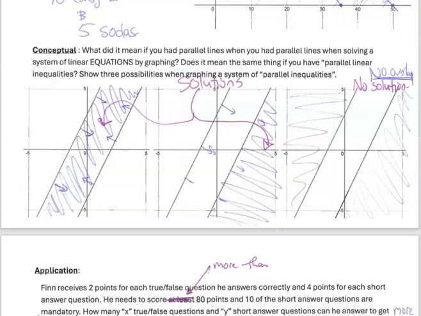And then the next one, if those are shaded in opposite directions, there is no overlap. So in that case, the system of linear inequalities would not have any solutions, no points that would make both of the inequalities true. So the original question was, do parallel lines mean no solutions for linear inequalities? And the answer is sometimes, but a lot of times no.